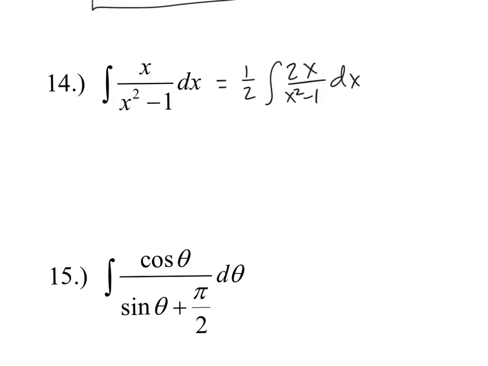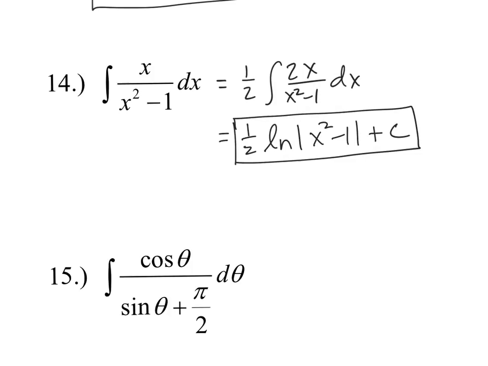All right, so do you see what we did? We multiplied 1/2 times 2. That's just 1. Those cancel each other out. So by rewriting it this way, now the numerator is the derivative of the denominator, so our answer is just going to be 1/2 the natural log of the absolute value of that denominator, x squared minus 1, plus c. Now I want to mention you also could have done u substitution on this problem. Just let u be x squared minus 1, and then once you back substitute, you get the same answer.